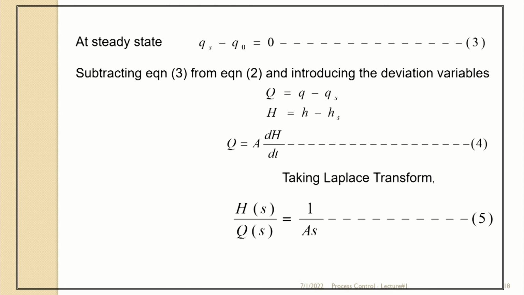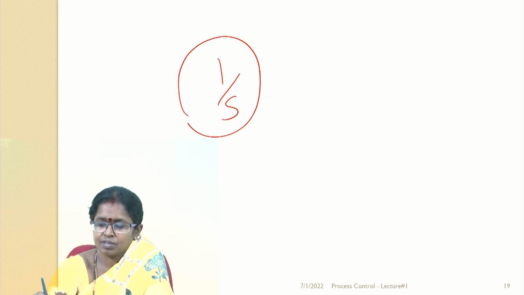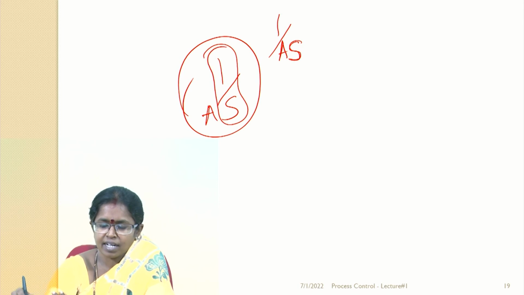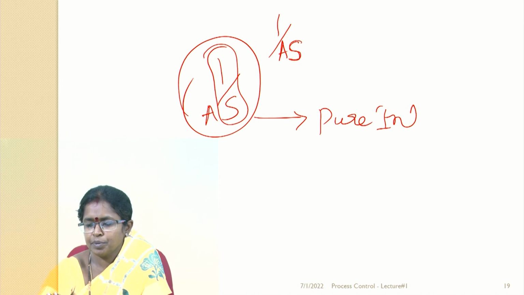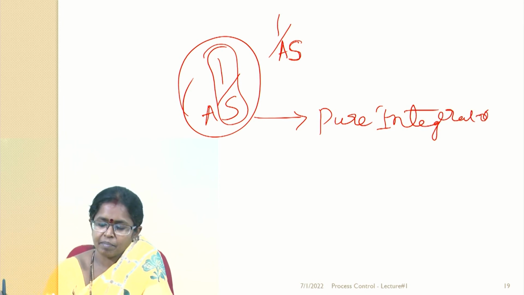So the final transfer function is 1 by A s. A is the cross sectional area of the tank, which is constant, right? So this 1 by s is called a pure integrator, or pure capacitive process.